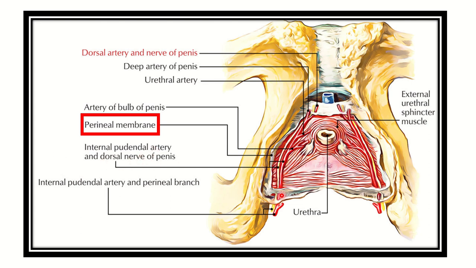Actually, these are branches from the internal pudendal nerve. Here we can see the branch from the internal pudendal nerve, and here this is the external urethral sphincter. The urethral sphincter is located deep to the perineal membrane. This sphincter is very important, and we don't want any harm or injury to it, so it is protected under the perineal membrane. So this is in short the details about the deep perineal pouch and its different contents.